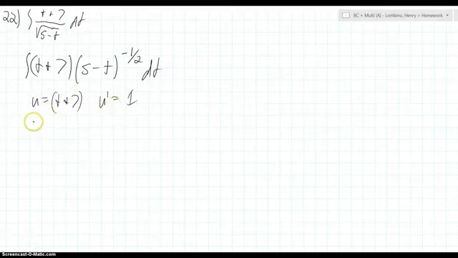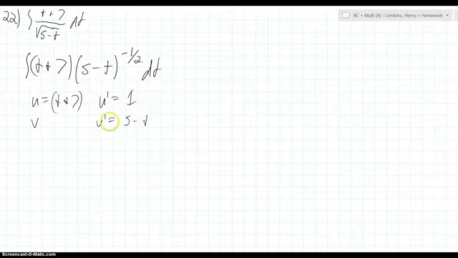All right, and now we have our v and our v derivative. So our v derivative is going to be 5 minus t to the negative 1/2. And now to get v, we're going to find the antiderivative of that. There are a lot of messy old negatives in this bit, so we're going to have to be careful.